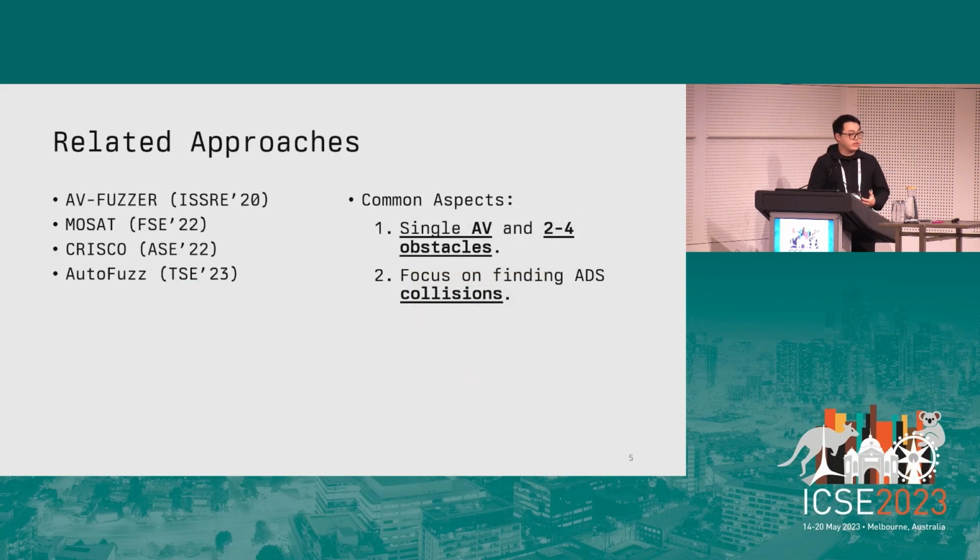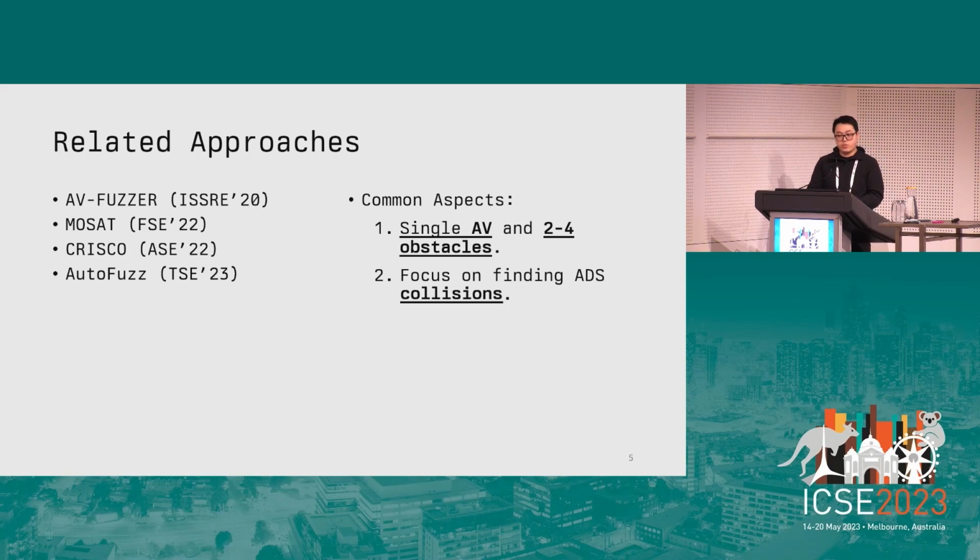In the past few years, there have been a number of approaches published to generate scenarios to test ADS, and these are some of the prominent ones. So I'm going to briefly discuss what's common among them. So they focus on generating scenarios with a single AV and some number of obstacles. They focus on finding ADS collisions.